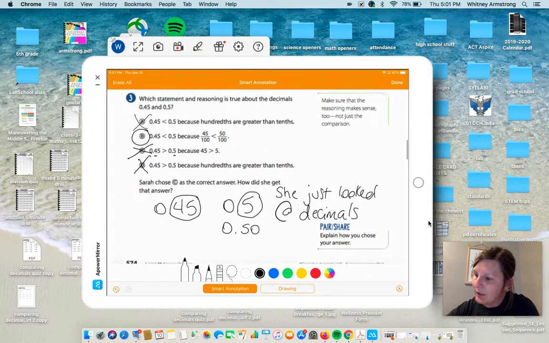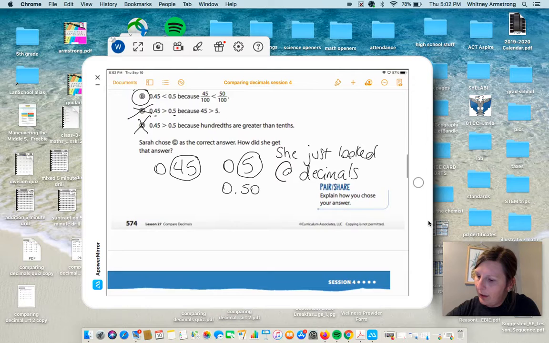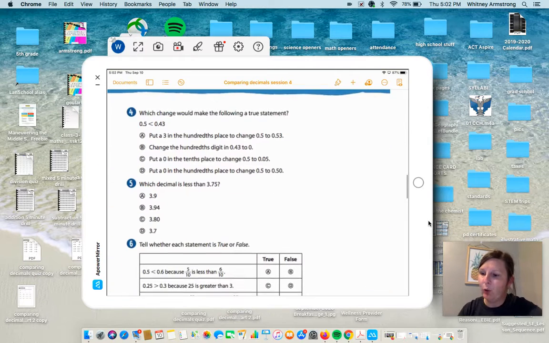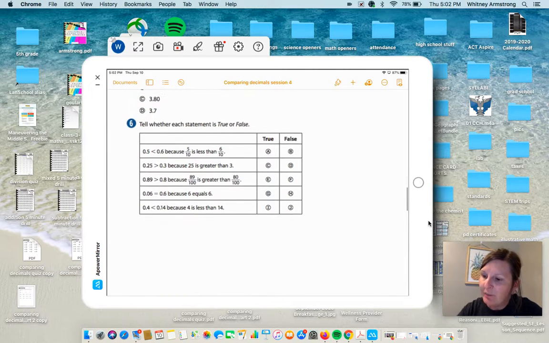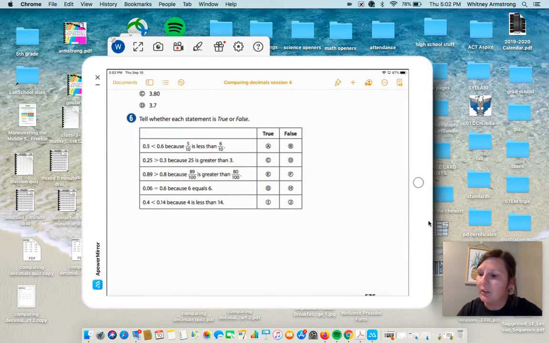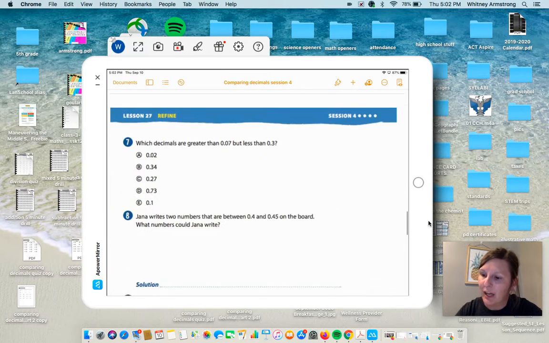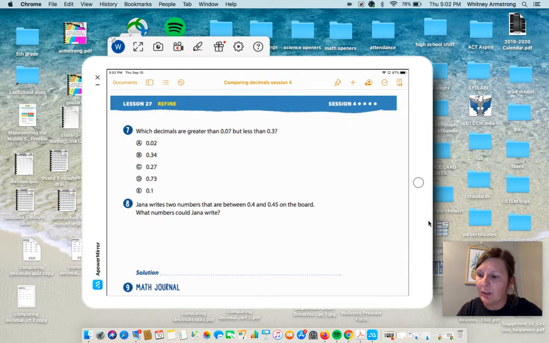All right, so let's look at what you're going to do. So number 4, which change would make the following a true statement? So you're going to tell me which statement would make that true. Which decimal is less than 3.75? Tell whether each statement is true or false. So you're going to read the statement and tell me whether it's true or false. Number 7, which decimals are greater than 0.07 but less than 0.3? So it says decimals, so that means you're going to have more than one answer.